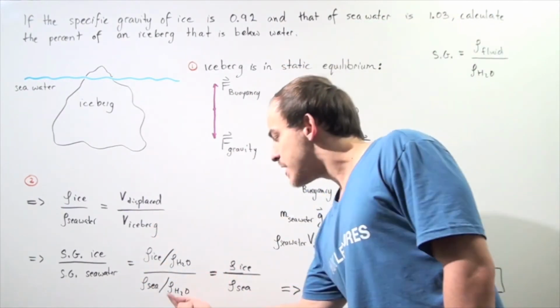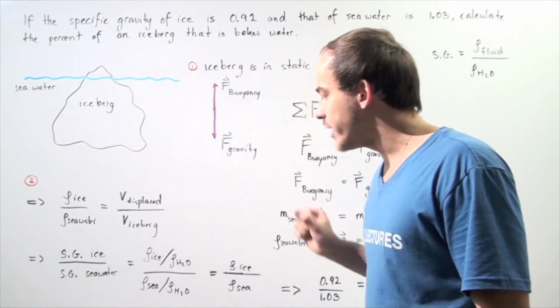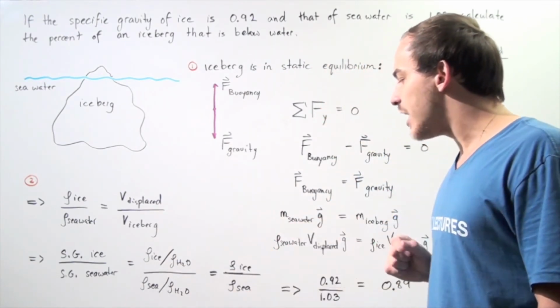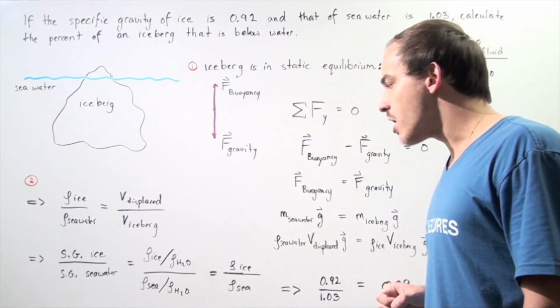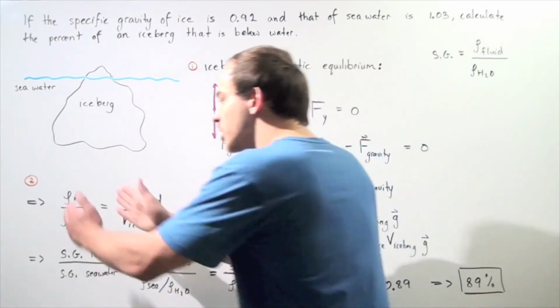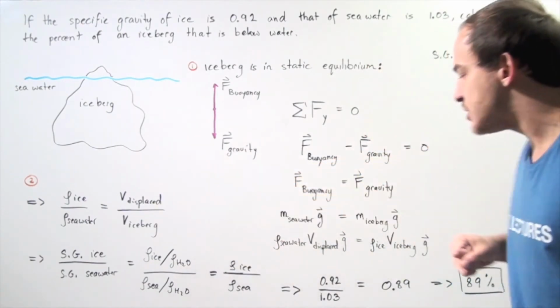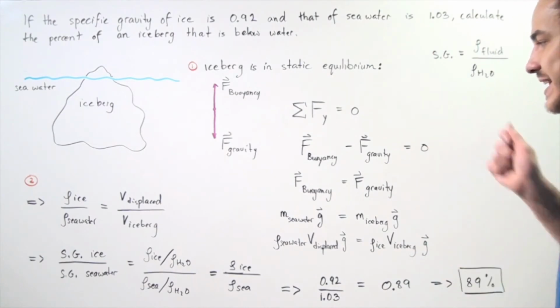And notice this quantity appears in the denominator and also in the numerator. So these two quantities will cancel and we'll get the following result: the density of ice to the density of seawater, which is exactly what we're looking for. So we plug in 0.92 for ice and 1.03 for our seawater.